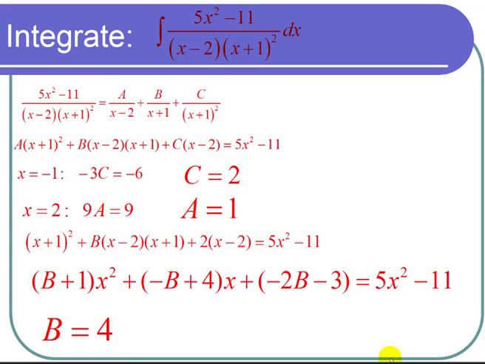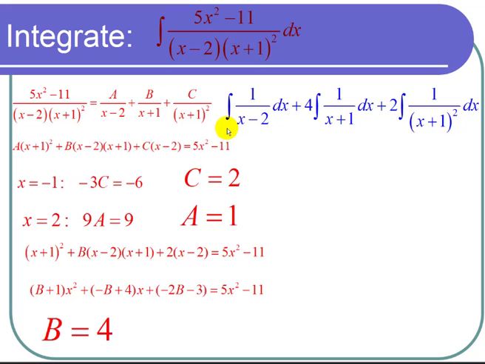Now I'm ready to put my constants into the partial fraction expansion and then integrate. And I get the integral of 1 over x minus 2 dx plus 4 times the integral of 1 over x plus 1. That's because B was 4. Plus 2, there's my C, times the integral of 1 over x plus 1 quantity squared. And I can integrate all three of these.